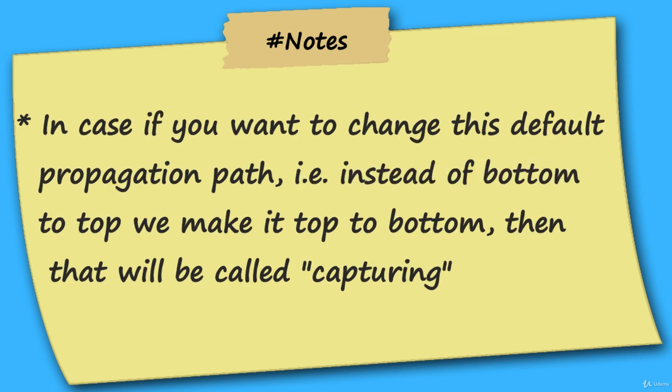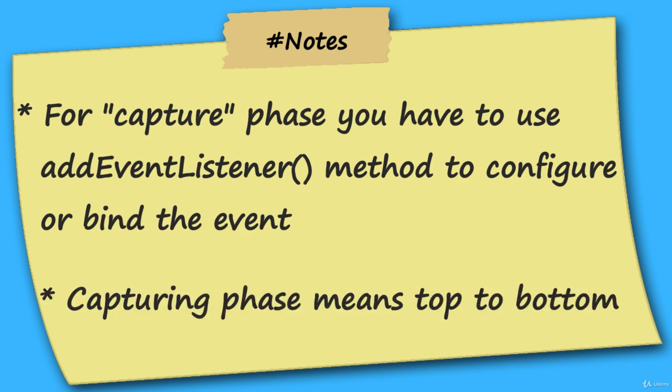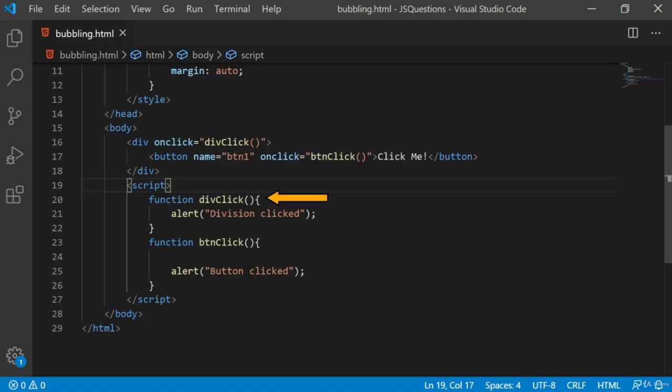In case you want to change this default propagation path, that is, instead of bottom to top, we make it top to bottom, then that will be called capturing. And for the capture phase, you have to use the add event listener method to configure or bind the event. Capturing phase means top to bottom, that is reverse to the bubbling. This also means in our code, when the button is clicked, first the division click will be fired and then the button click. Let's do this practically.